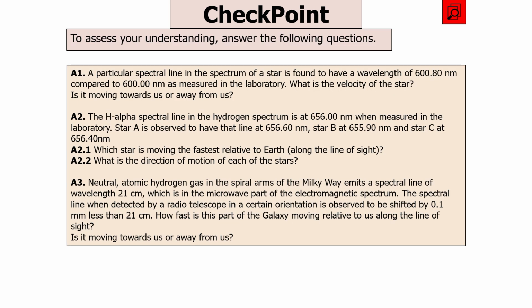The next question says, a particular spectral line in the spectrum of a star is found to have a wavelength of 600.80 nanometers compared to 600.00 nanometers as measured in the lab. What is the velocity of the star? Is it moving towards or away from us?